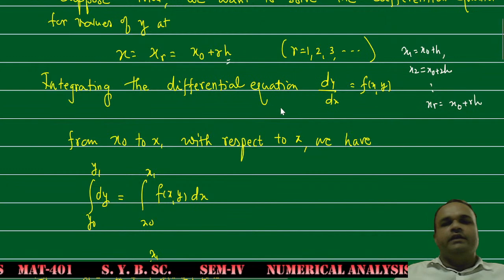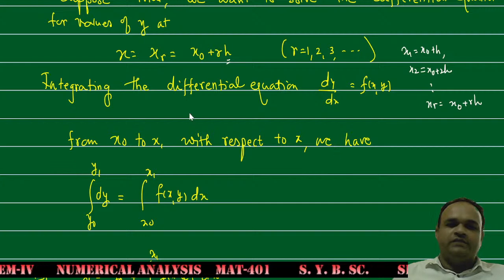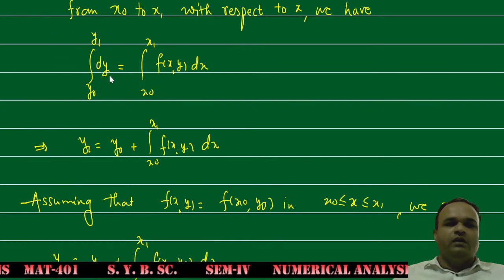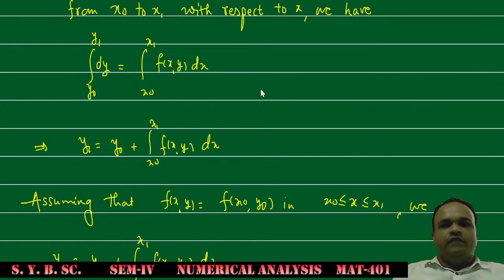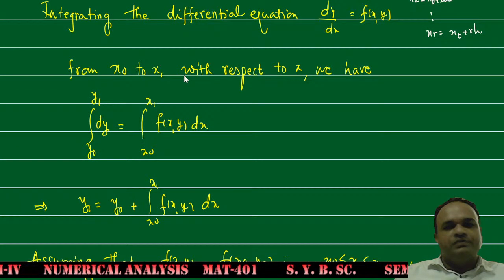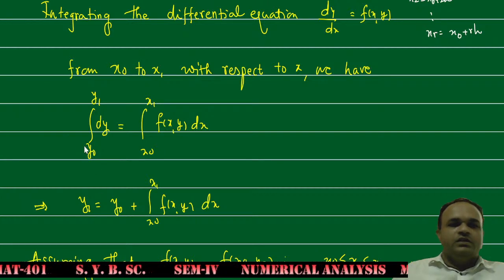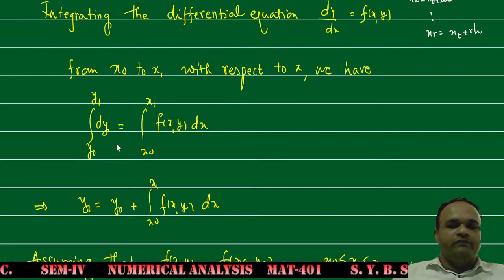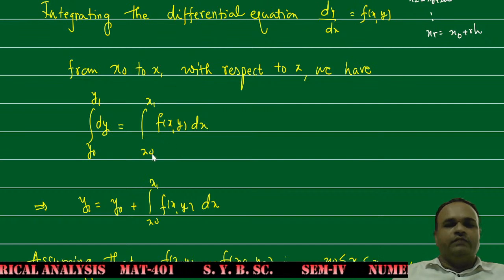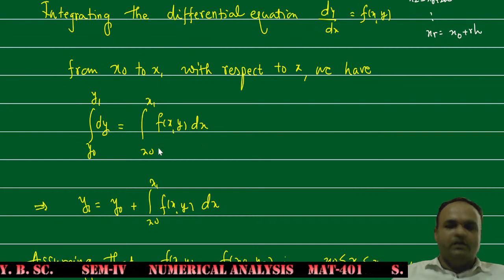So integrating the differential equation dy by dx equal to f of x, y from x0 to x with respect to x. Here we integrate in the intervals x0 to x1, then x1 to x2, x2 to x3, x3 to x4, x4 to x5, and likewise. First, the integration from y0 to y1 of dy equals the integral from x0 to x1 of f of x, y dx. Here the limits of y are y0 to y1, and the limits of x are x0 to x1.